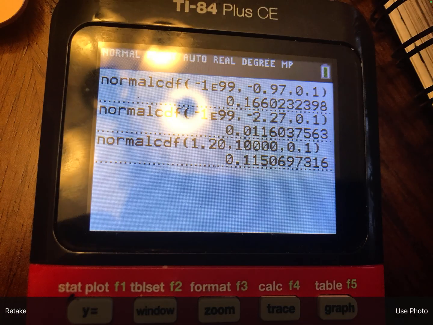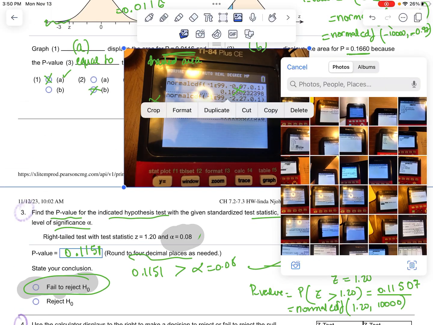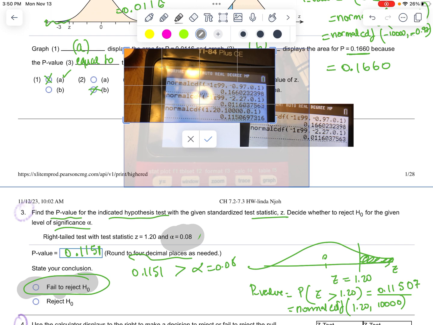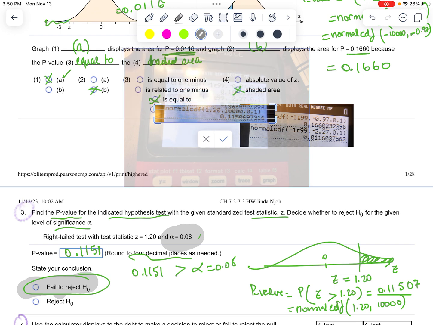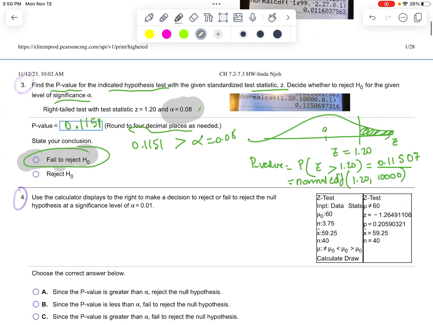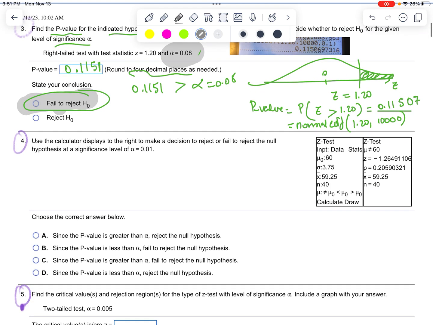So let me give you how you plug in the calculator. Okay, there we go. So remember, you can have area to the right if it's a right tail test, area to the left if it's a left tail test. Now it says use the calculator displaced to the right to make a decision to reject or fail to reject the null. Alpha equals 0.01.